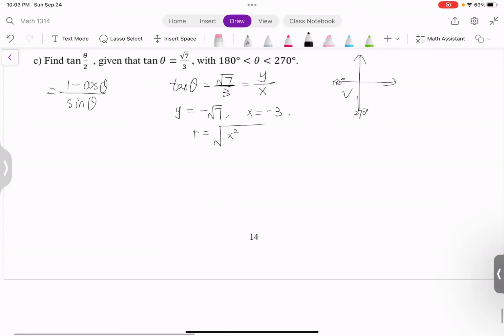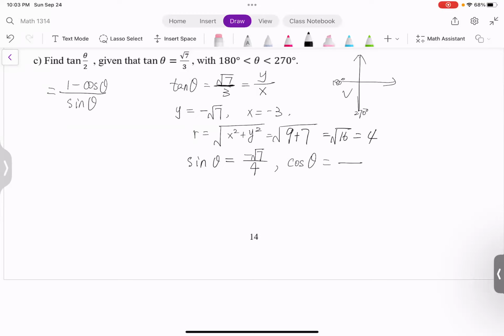So square root of x squared plus y squared: negative 3 squared is 9. 9 plus 7 is square root of 16. That's 4. So we got this. Can you find the sine theta? So sine theta equals y over r. Y is negative square root of 7, r is 4. And cosine theta equals negative 3, which is the x, over r, over 4.